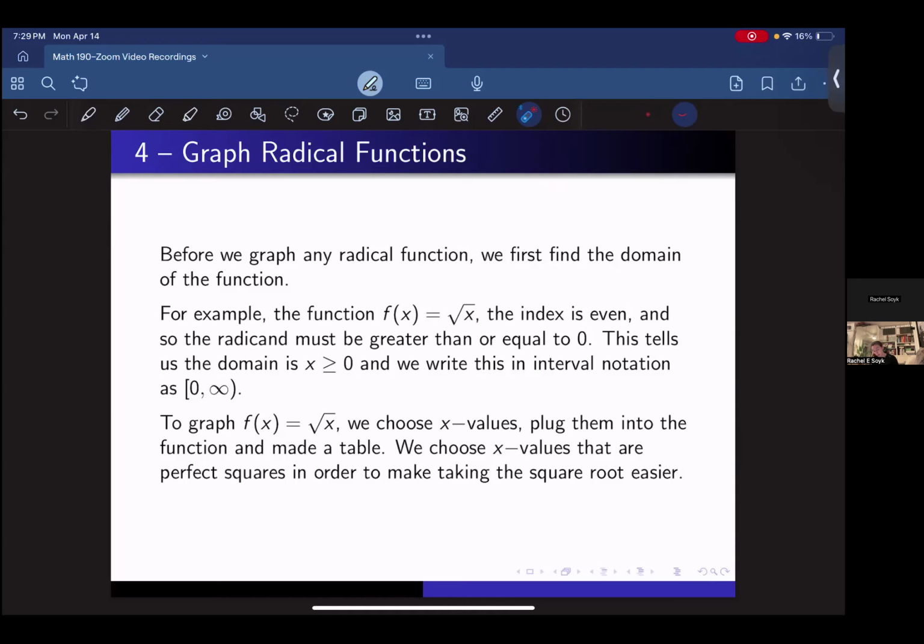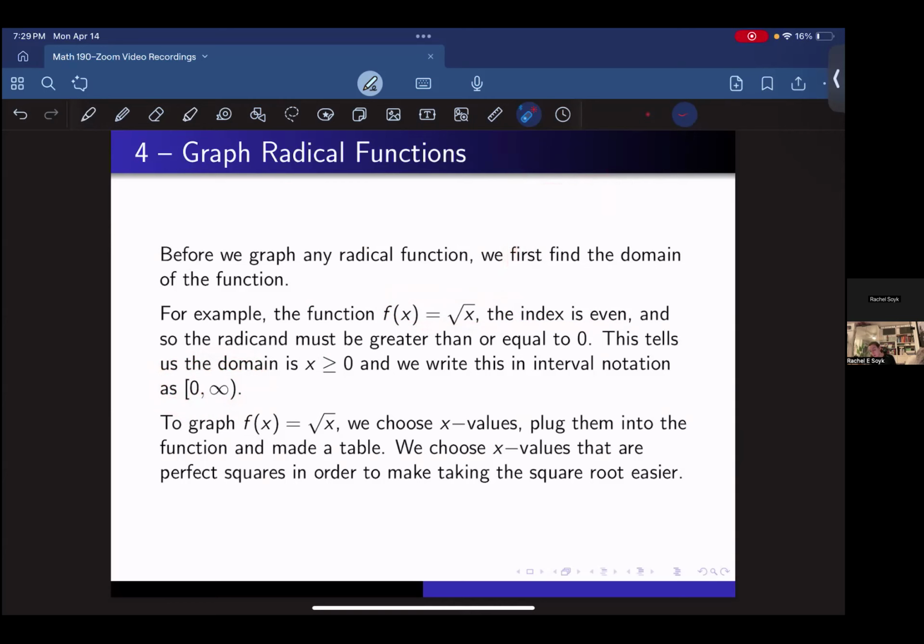So we have the function f of x is equal to the square root of x. This is an even index. Domain must be greater than or equal to 0. So we're looking at our only values of x could be from 0 to infinity. Hence, when we do sketch this out, we get this function or this visual.